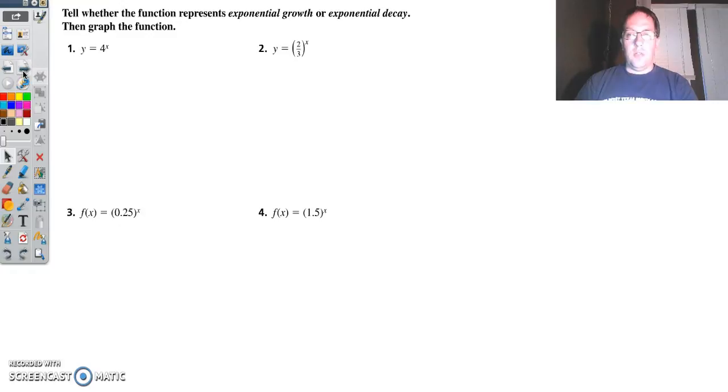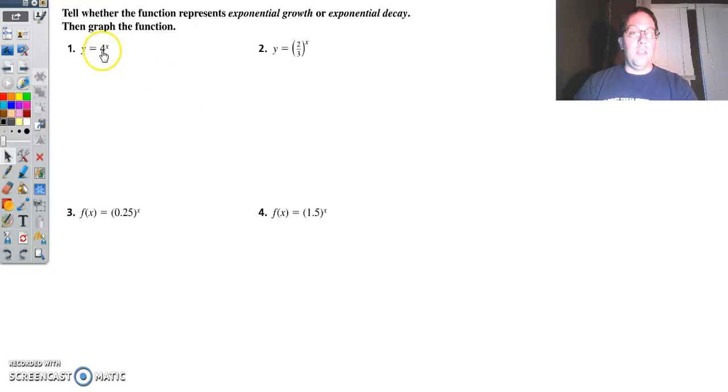So what I want you to do is work out these 4. I want you to pause the video and find out if it's exponential growth or decay. Do that before you graph it. Then graph it and check it, to see if you came up with what you thought. All right? So pause the video, work them out, then come back. All right, so you're back. Let's see how you did.